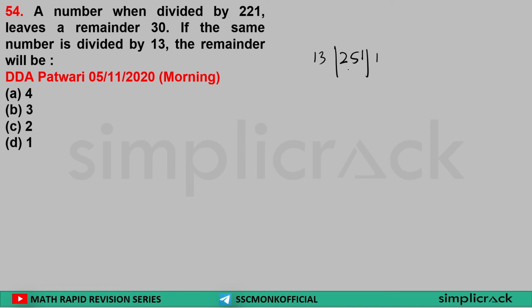Now if I divide it by 13, what will I get? Sir, 13 ones are 13, because 13 twos are 26. What is remaining? 1 to 1. Sir, 13 nines are 117. What is the remainder? 4. Answer option A. See how smoothly we are solving these questions.